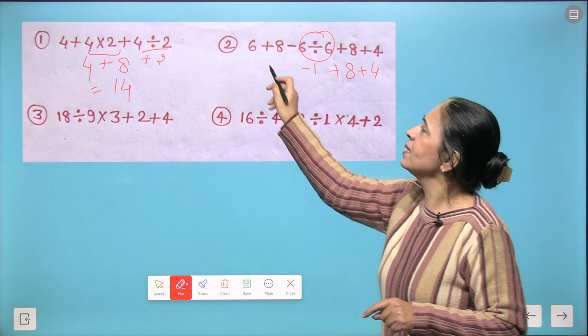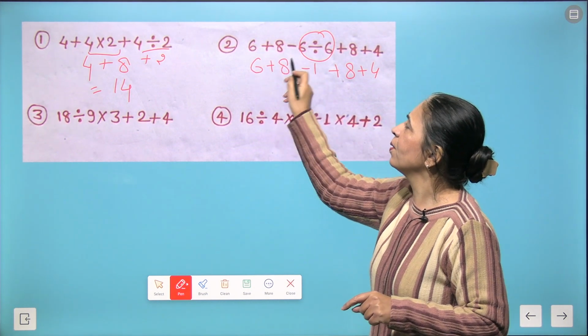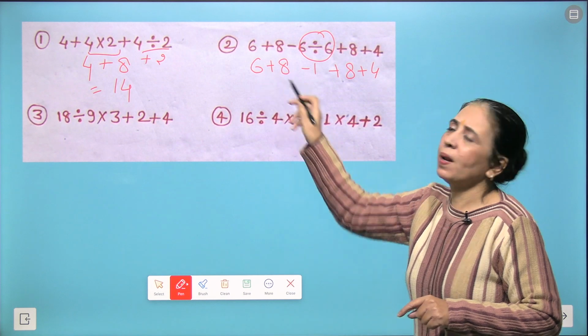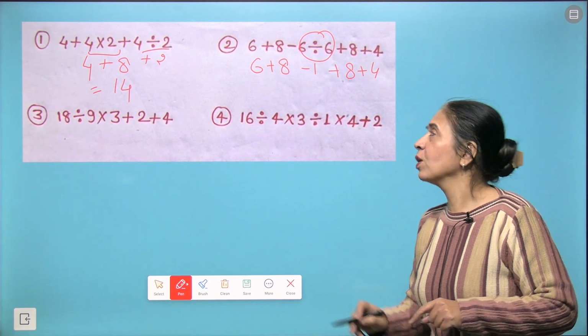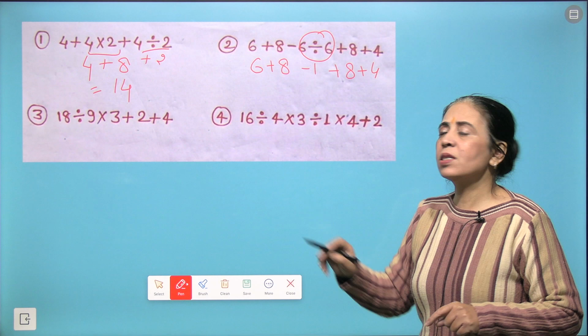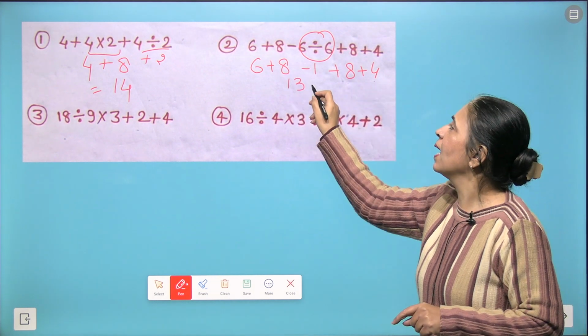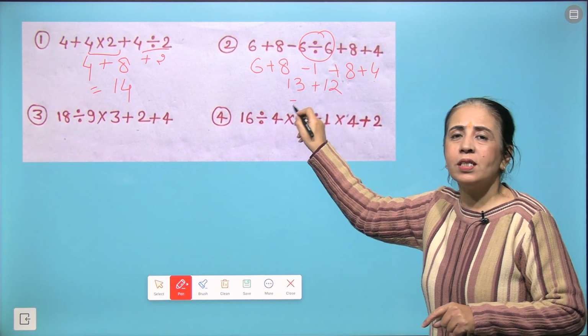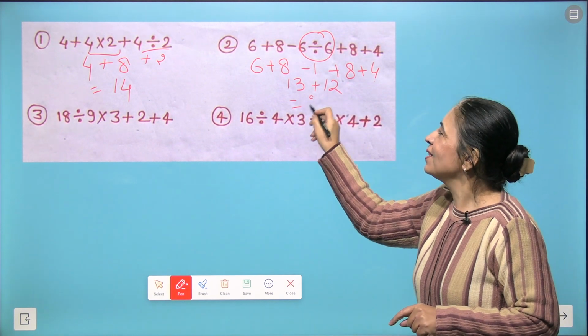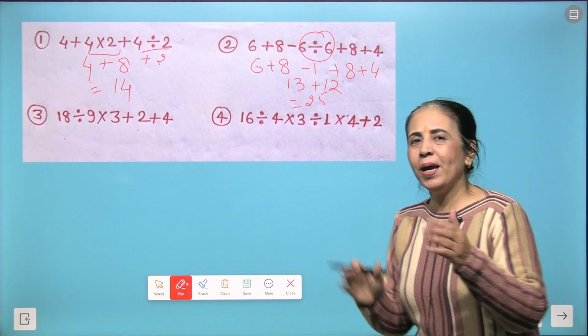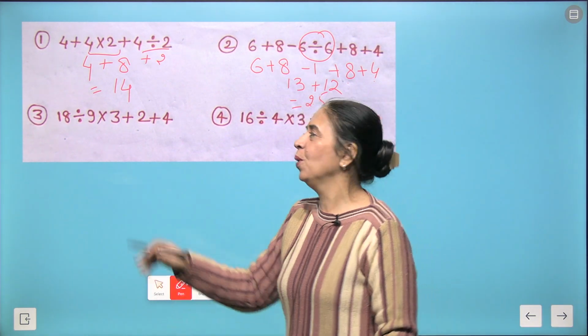This is minus and we get 6 plus 8, right? So what is 6 plus 8? That is 14, and 14 minus 1 becomes 13. And 13 plus another 12. What is the result? That's 25. Good going. Beautiful. Clapping for you.